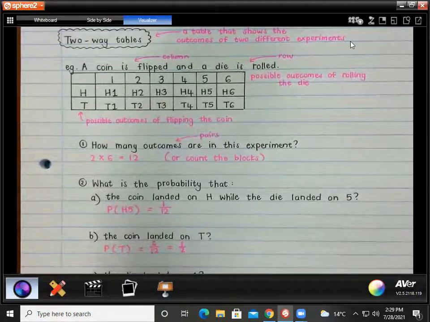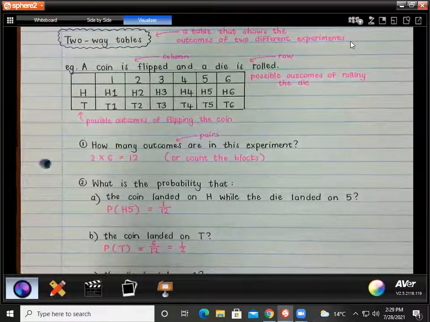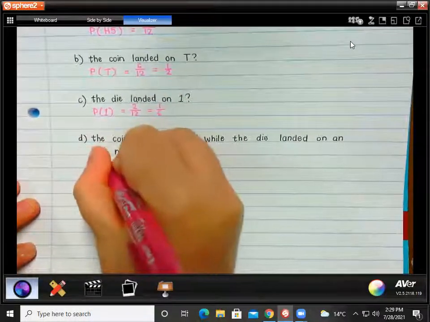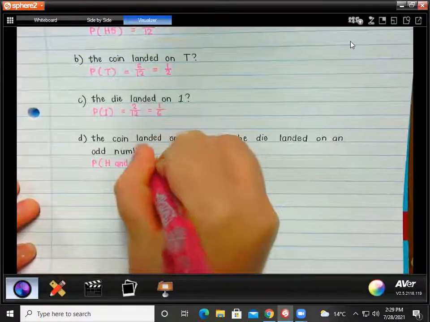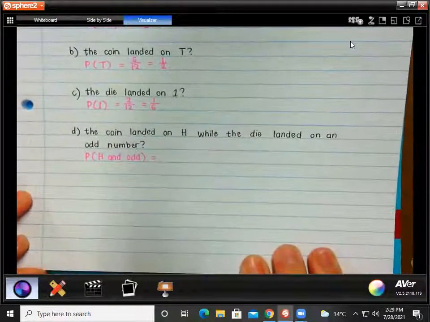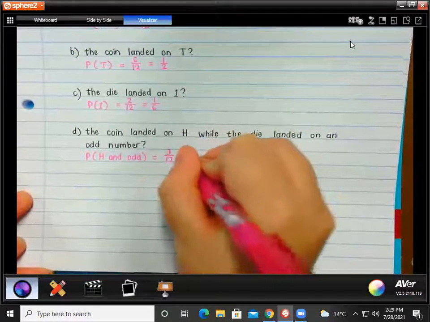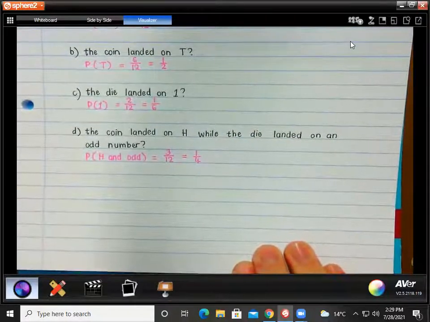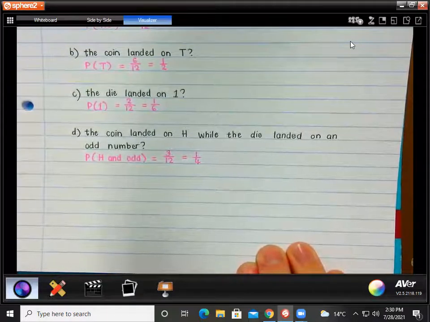All right, so the answer here, sorry, for D, if I just go back up quickly, we say probability of H and odd. Right, we said that there was 3. Okay, so 3 over 12, which if we simplify that, we divide 3 by 3 and 12 by 3, we're going to end up with 1 over 4. Okay, that's how you use a two-way table.